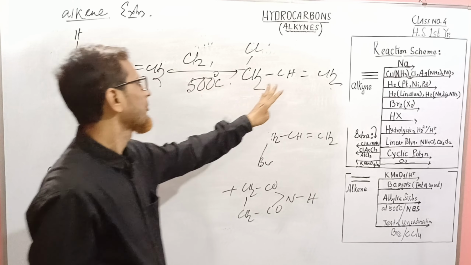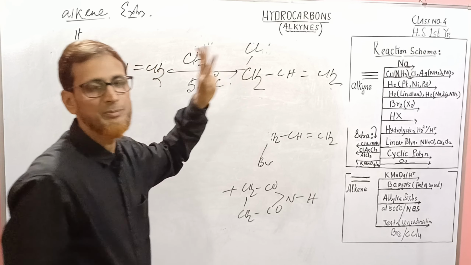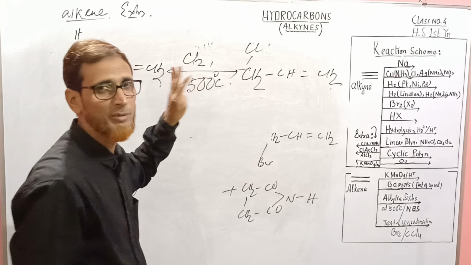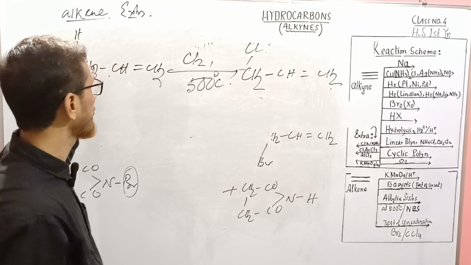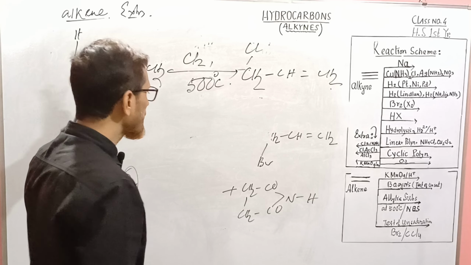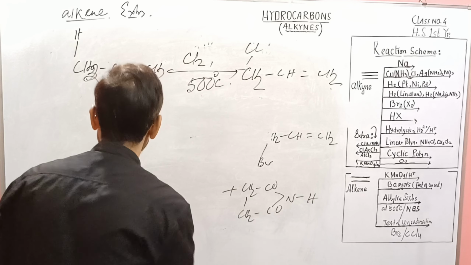the double bonded compound remains intact, and in the allyl position one hydrogen is replaced by bromine. And in the other case, when it reacts with chlorine at a higher temperature of 500 degrees, hydrogen from the allylic position is replaced by chlorine. So these are the two special types of reaction very often asked in entrance exams.